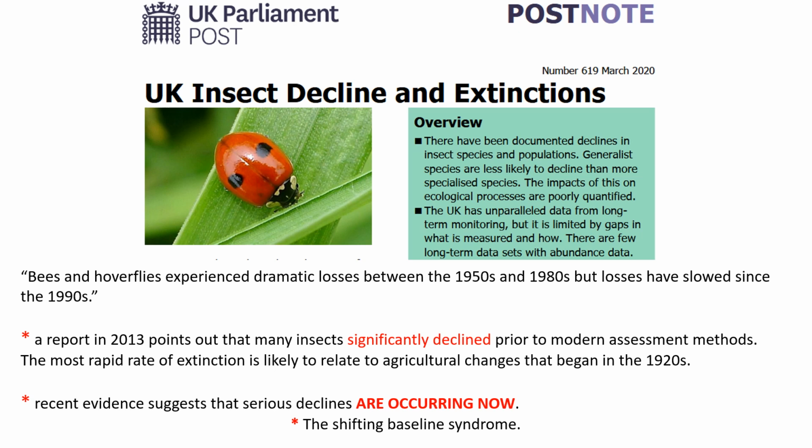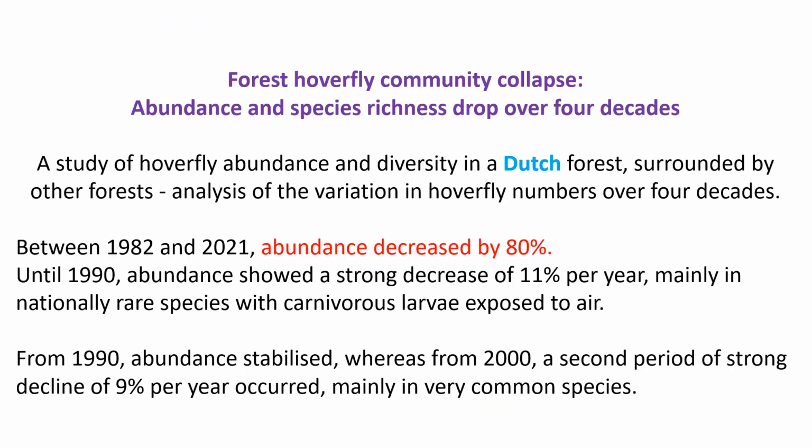So people will have this shifting baseline syndrome where they think a particular situation is such and such at a certain point in time, and they'll notice the declines, but then a next generation comes along and doesn't realise what it was like before. So we don't realise, we haven't got a feeling of the whole massive scale of declines. So this is an important report from the Netherlands, not the UK. I'll move on to that in a moment, and describes forest hoverfly community collapse in a Dutch wood.